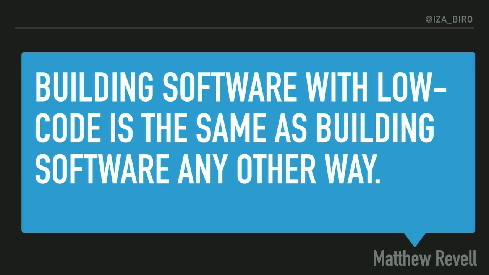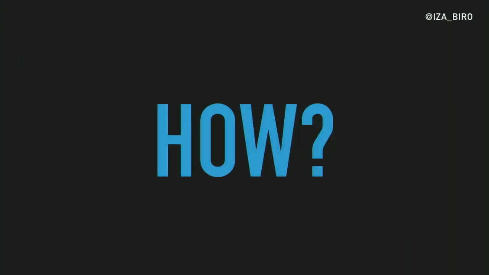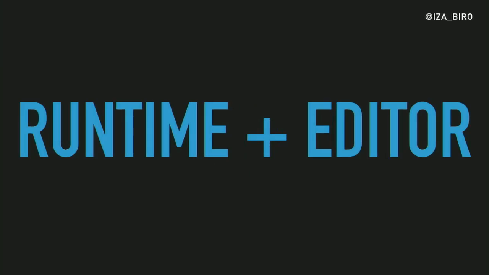I recently found an article arguing for this. Thank you, Mike. That building with low-code interfaces and programming languages is more of the same as any other programming languages, as long as you're not writing machine code, and no, assembly doesn't count. So how does it work? It has two parts. It has a runtime and an editor. It is a lightweight Node.js application. It's completely written on top of Node.js.